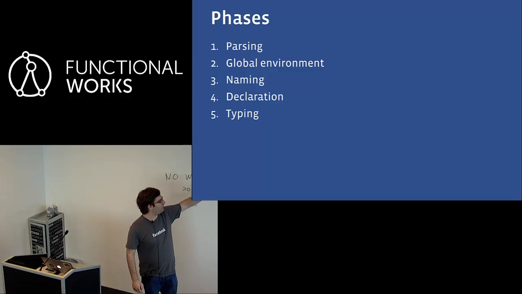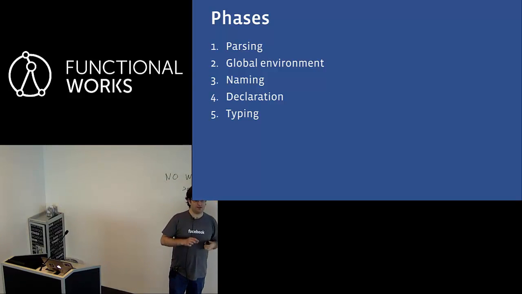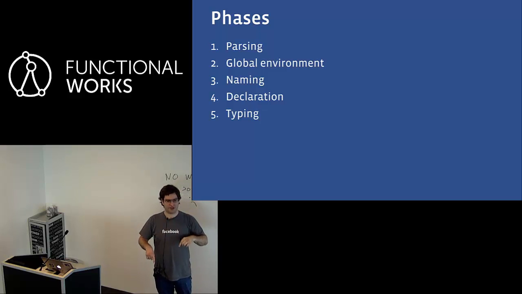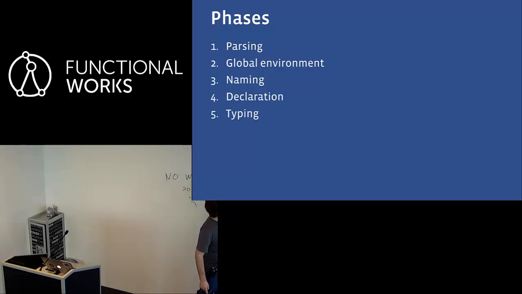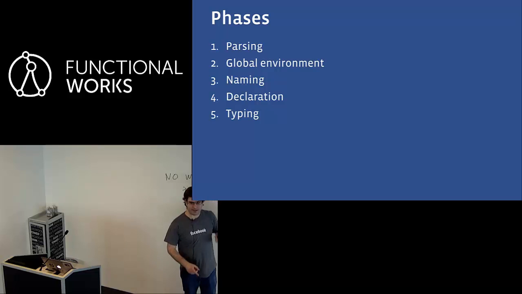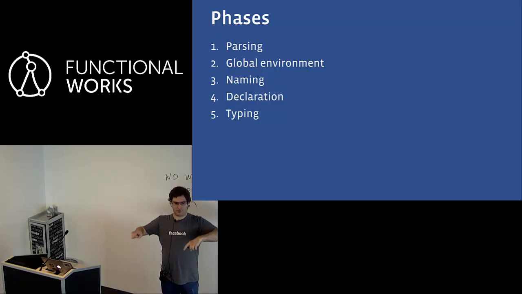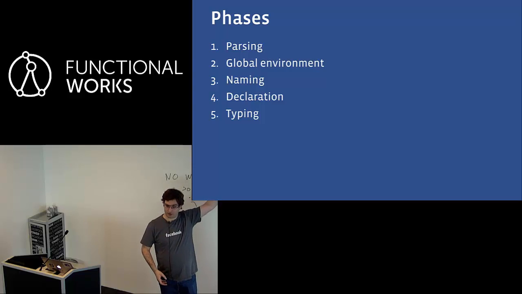If you notice, for example, typing. Typing doesn't require any information from any other function that was computed during typing. It only requires information from declaration, naming, and parsing. And similarly, naming doesn't require any other function to be named before I can name a given function. It just requires everything to be parsed.